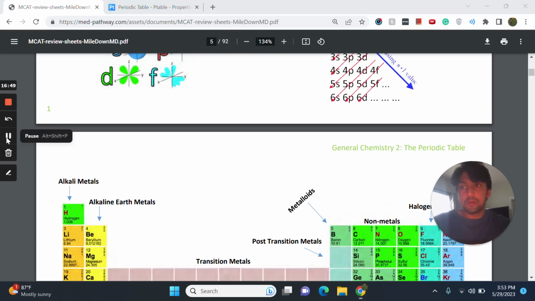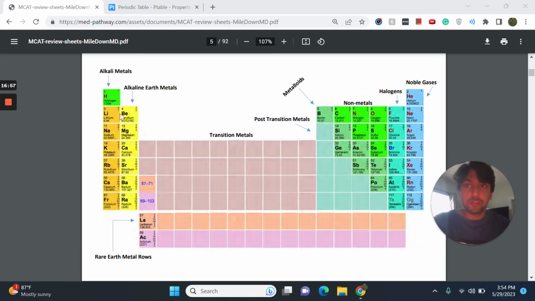Okay, next we're going to go through the periodic table, which is a pretty important concept. It's actually very simple, as long as you kind of memorize a couple of things. So the first thing you want to know is what. And so you know that this is an alkali metal, hydrogen. These are all non-metals.